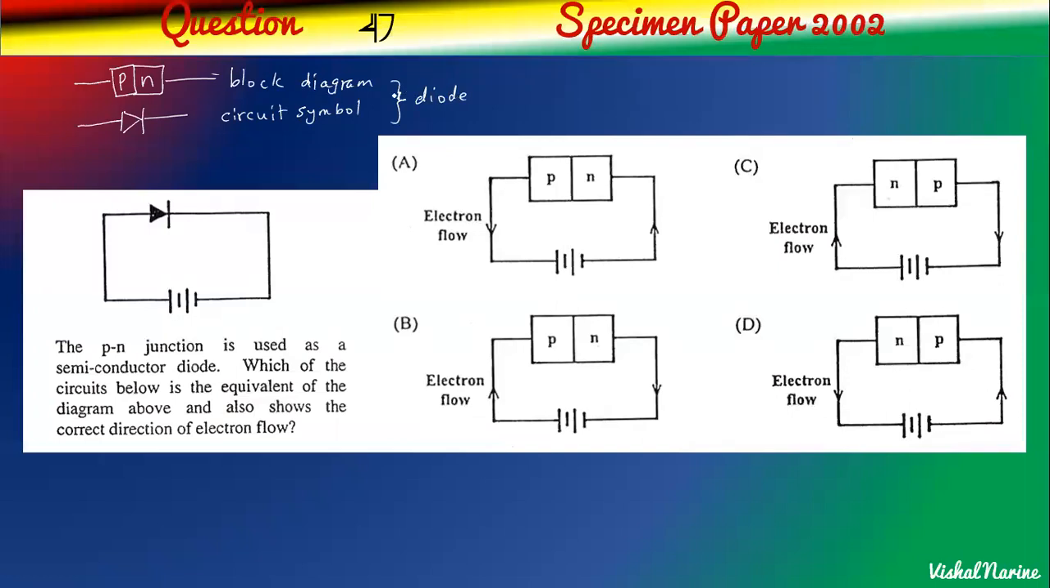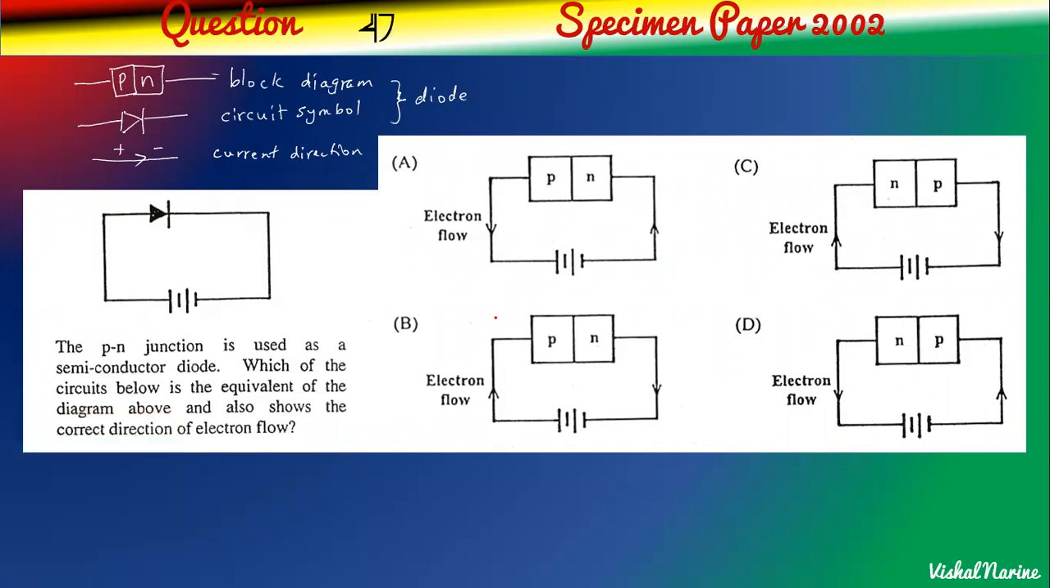So for a diode, this is the block diagram with P and N, and the one at the bottom here is the circuit symbol, and the current direction is from positive to negative. Right, so this is current direction. However, this question is asking about electron flow and not current direction. From conventional current, it is from positive to negative. But this question is asking for electron flow. Electron flow is from negative to positive.